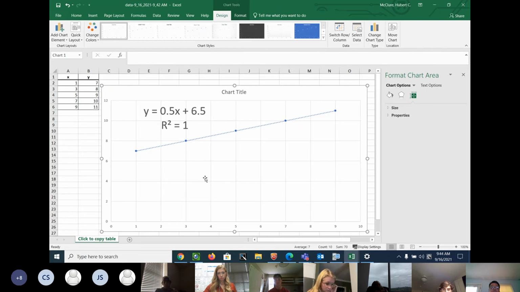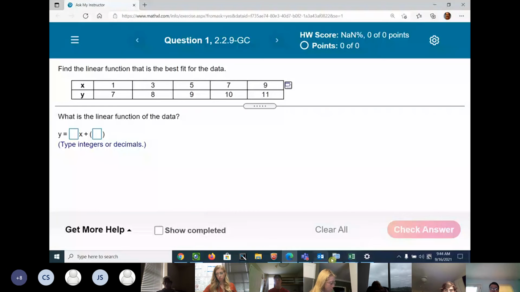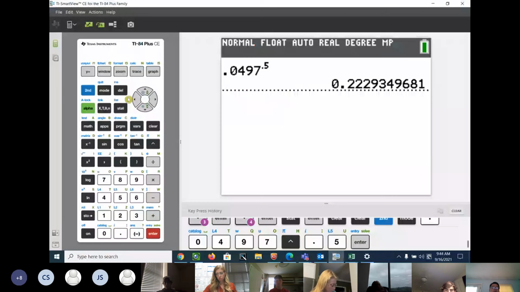All right. So there is the class. There is the answer. I'm going to write that down. Y is equal to 0.5x plus 6.5. And the correlation coefficient, and I explained that to y'all the other day, is 1, which means there's a strong correlation. So now let's go to the handy dandy calculator and type it in so you can see how to do that.